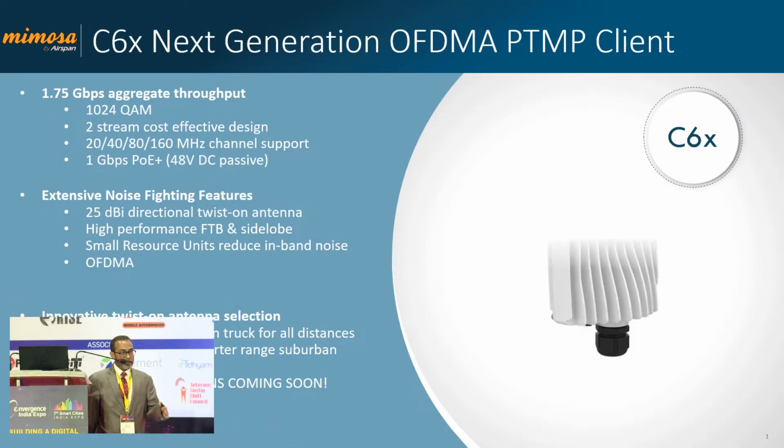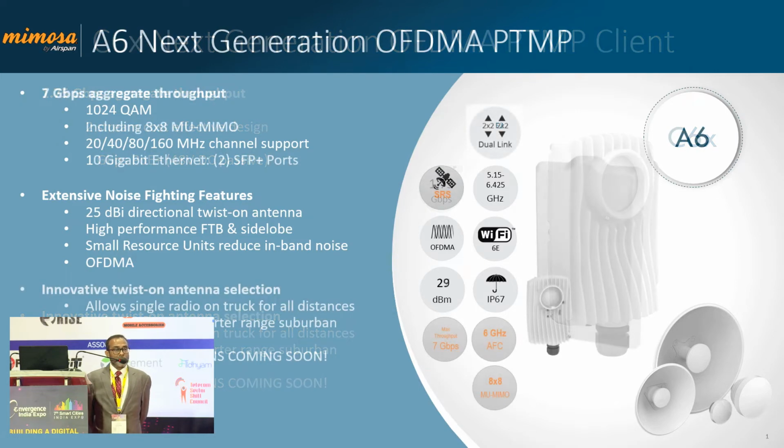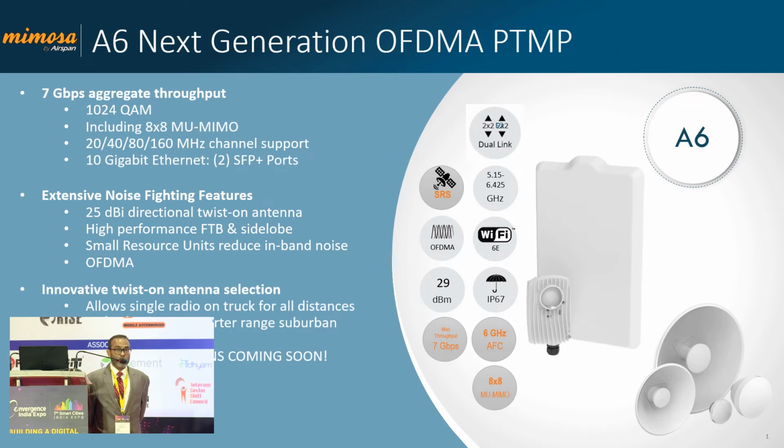So now you hear a lot about Wi-Fi 6. We have a product ready in Wi-Fi 6 in point-to-point and point-to-multipoint, where each device in point-to-point can deliver 1.75 Gbps backhaul capacity, and the base station 7 Gbps capacity. So this product is quite unique, with 1024 QAM, and each product works as a dual link.